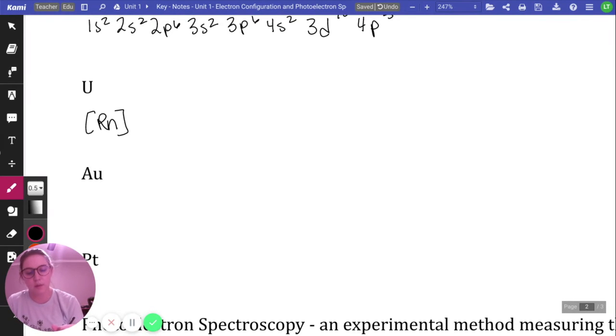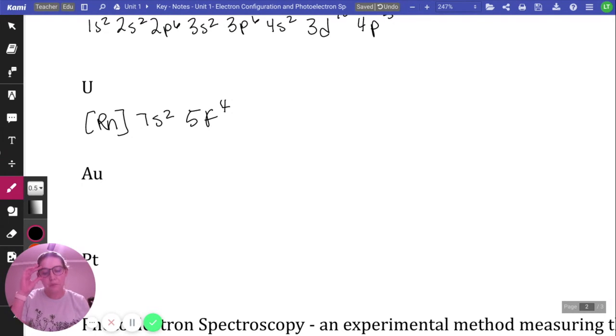All right, and then I'm going to start at the beginning. So my first one would be 7s2, and then I'm going to go down. So 7s2, and I'm down here. And guys, the f sublevel is 2 energy levels lower than the row. So this is the 7th row. So that means this is 5f, and then count across to uranium. 1, 2, 3, 4. So 5f4.